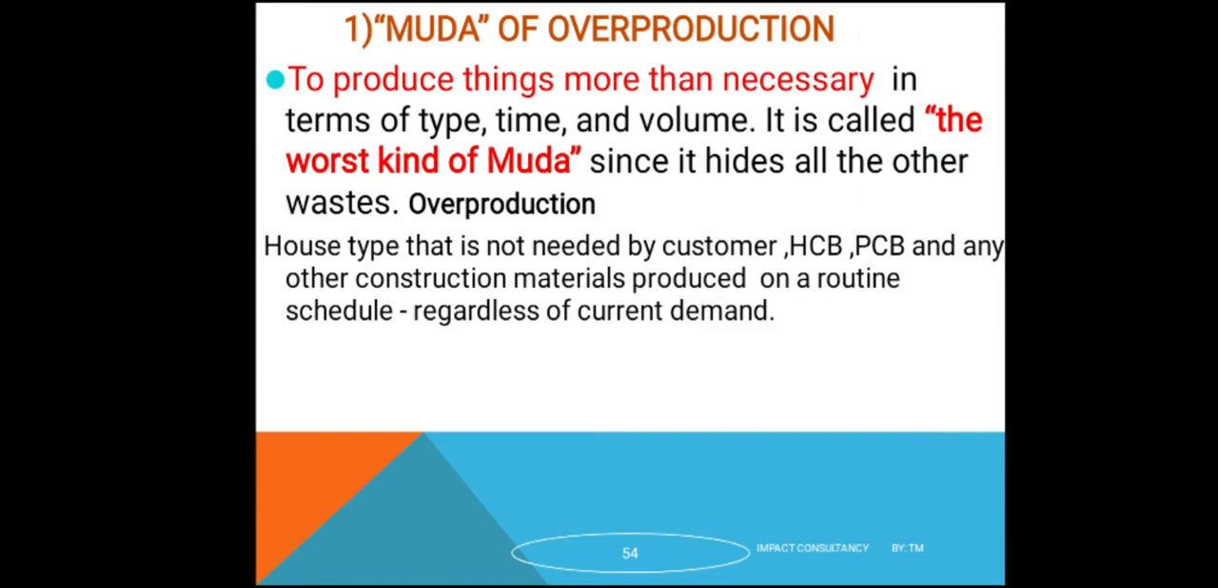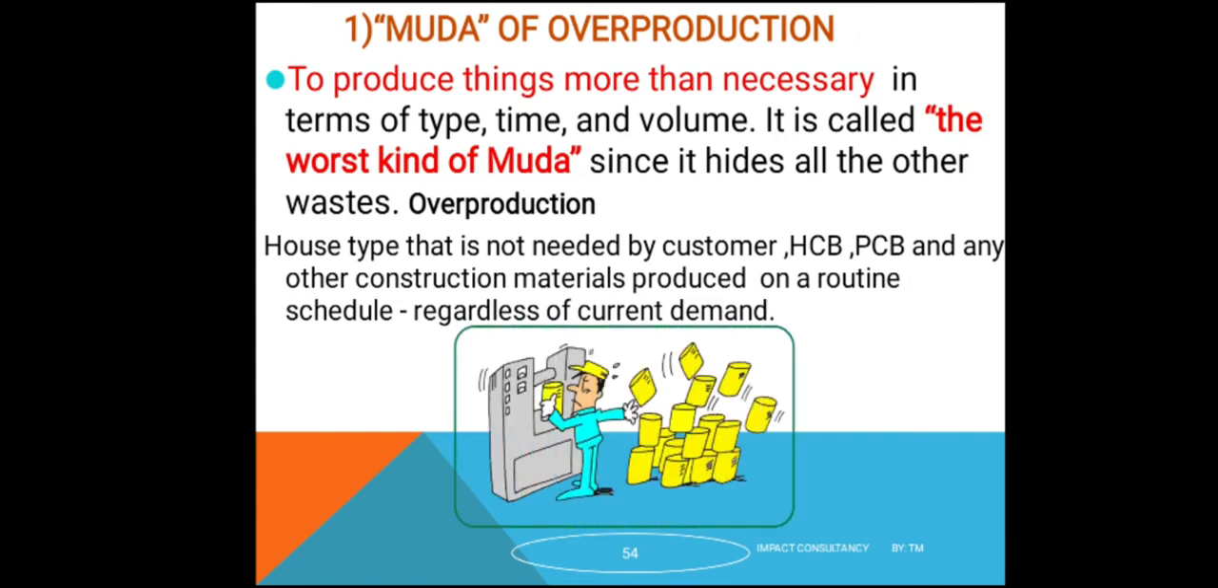The first one, Muda of overproduction, means waste of production: to produce things more than necessary. This is defined as producing things more than necessary. In terms of type, it may be in type, in time, and in volume. That means in an unwanted time, unordered, without order. It's called the worst kind of all Muda.